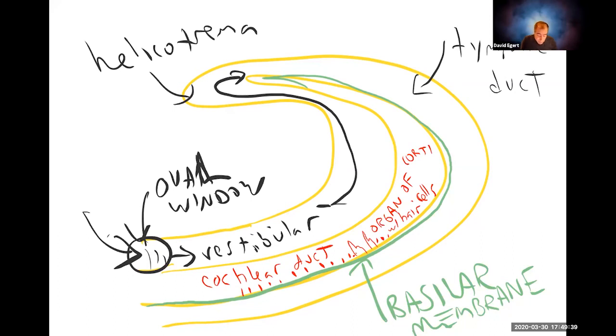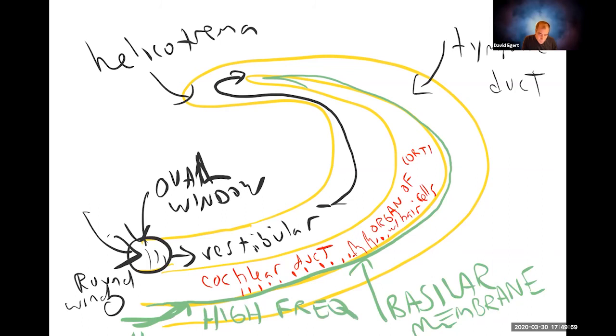In the basilar membrane, the part that's more near the oval window and the round window is here as well. The part of the basilar membrane that's down here responds to much higher frequencies. The part of the basilar membrane that's up near the helicotrema responds to low frequencies.